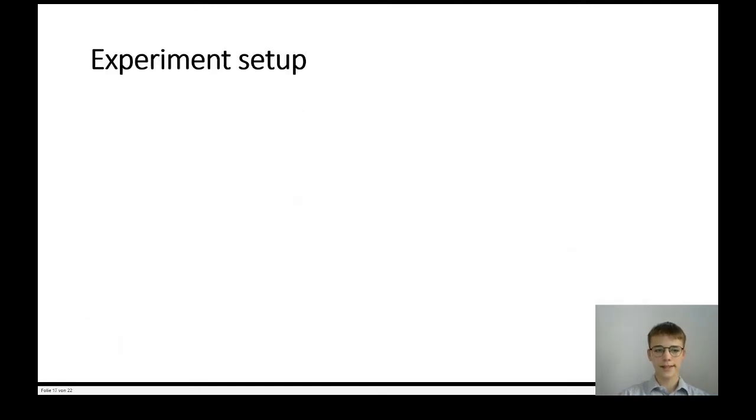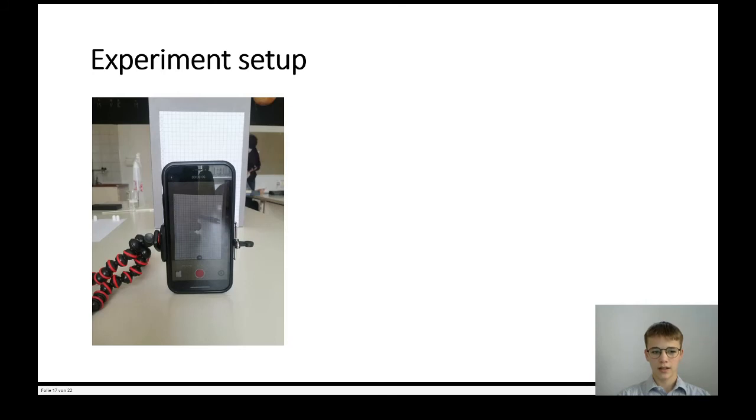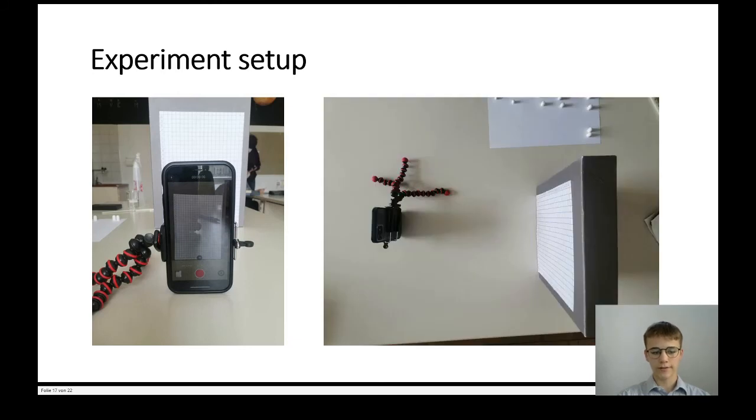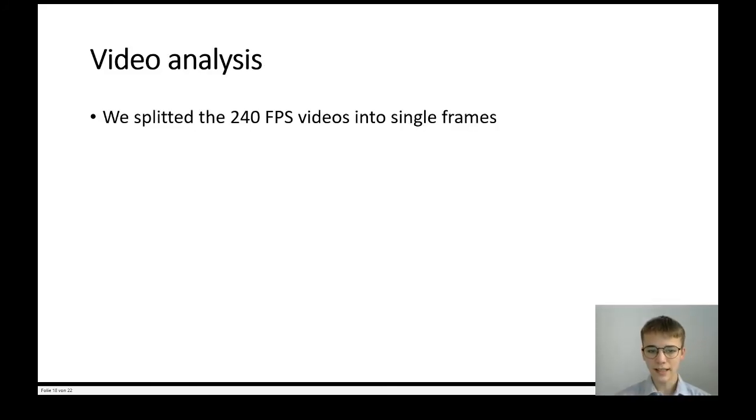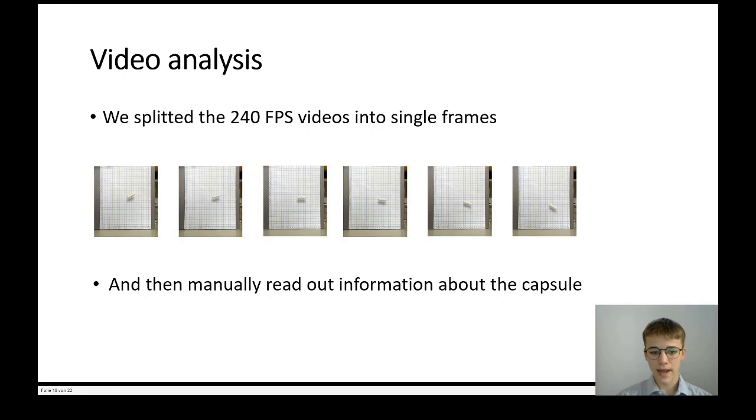So here you can see our experimental setup. We put a phone in front of a grid with a ruler on it in order to analyze the videos afterwards. We analyzed the 240 FPS videos by splitting them into single frames and then manually read out information about the capsule.